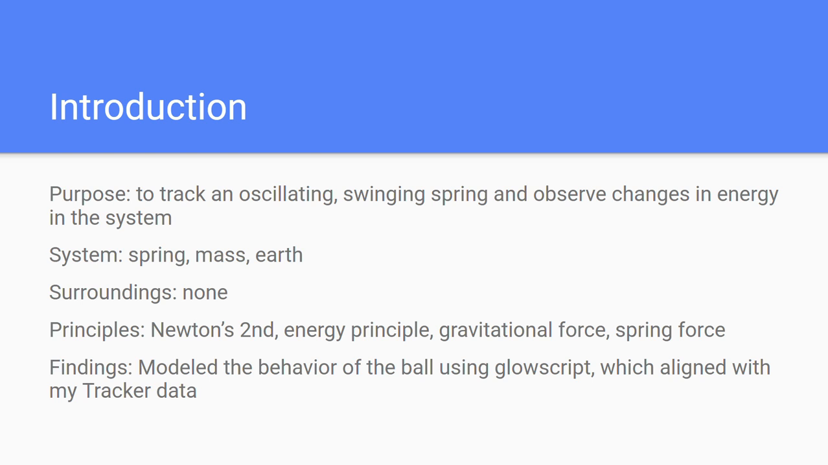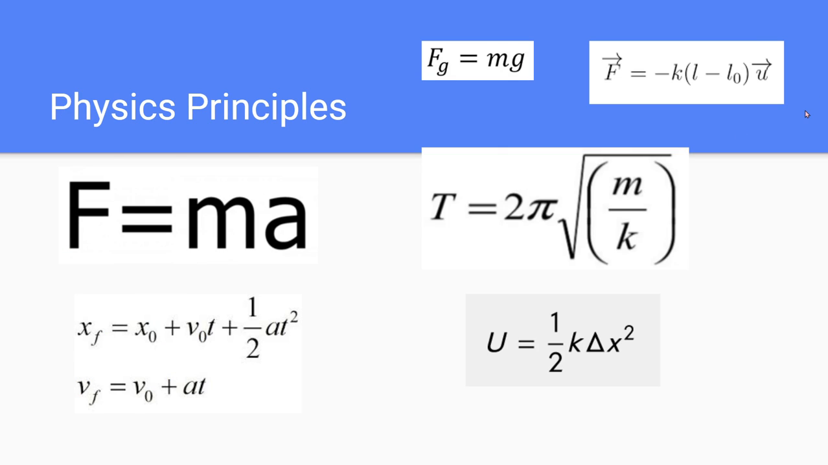And then for brief findings, I was able to model the behavior of the ball using GlowScript, which aligned with the tracker data. Here are the formulas. F equals ma is Newton's second. Here are the position and velocity formulas, update formulas, and force of gravity, force of spring, period of oscillation, and potential energy of the spring.